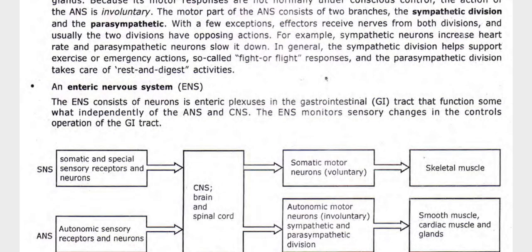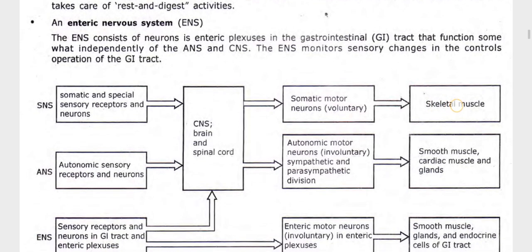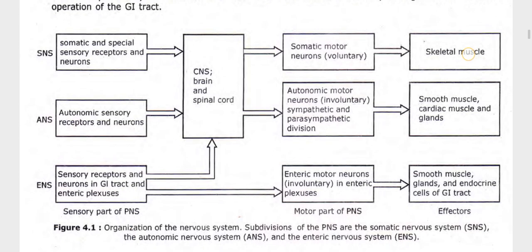Then the enteric nervous system, ENS. The ENS consists of neurons in the enteric plexus of the gastrointestinal tract that function somewhat independently of the ANS and CNS. The ENS monitors sensory changes in and controls operations of the GI tract. So the SNS has somatic and special sensory receptors and neurons.